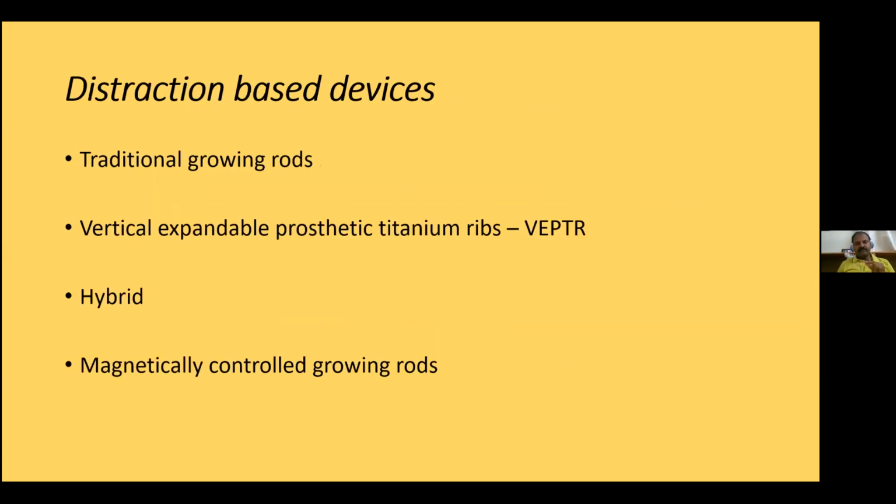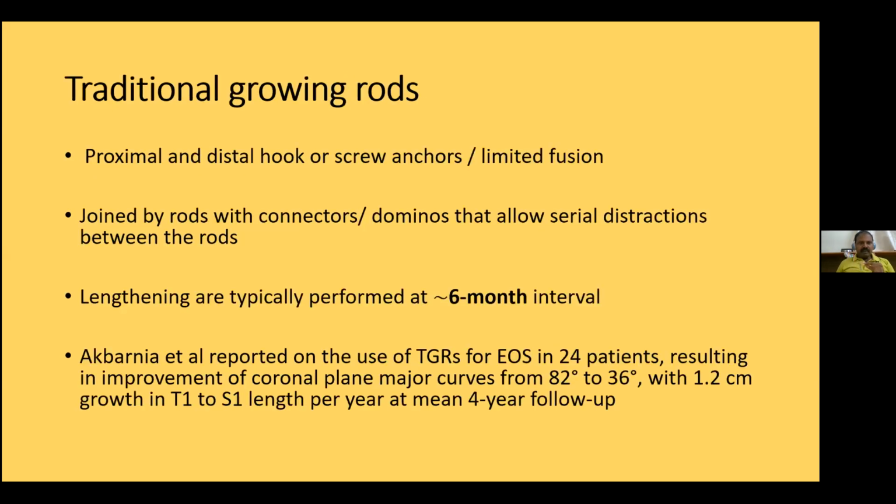Distraction-based techniques, we have 4 varieties of how we do it. One is traditional growth rods. Number 2 is VEPTR, or we call it vertical expandable prosthetic titanium rib. Number 3 is hybrid. We use both VEPTR and growing rods together. And number 4 is magnetically controlled growing rods, or what we commonly call magic rods. So we'll go one by one. Traditional growth rods, how they do it.